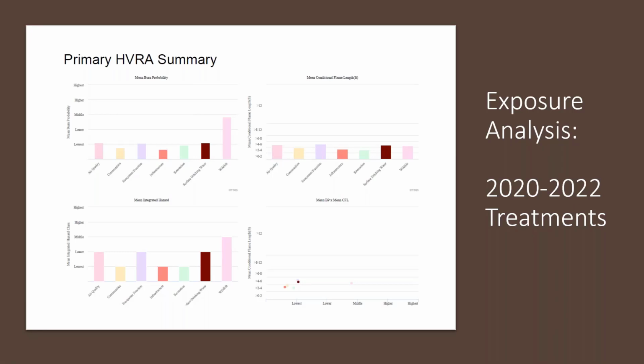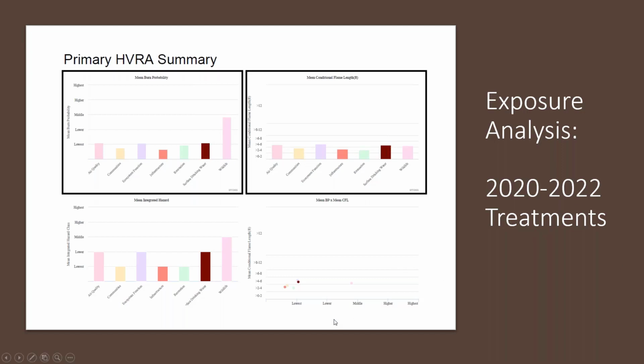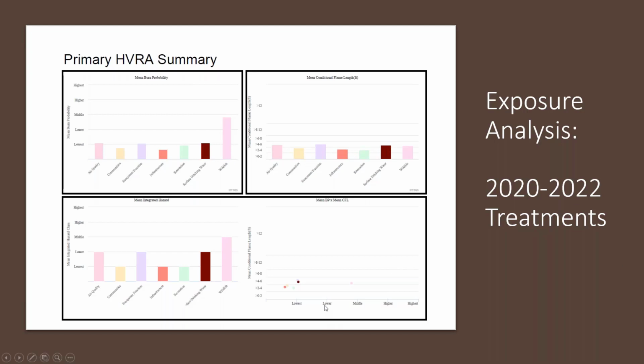And here's another snapshot of the exposure analysis results using that same HVRA data set with those treatments applied. And again, we're looking at the same things, the mean burn probability, the conditional flame length, and the integrated hazard. And you can see from these graphs that the HVRAs in the burn probability and integrated hazard still rank between the low and middle classes, and the flame lengths are still within the 2 to 6 foot flame lengths.